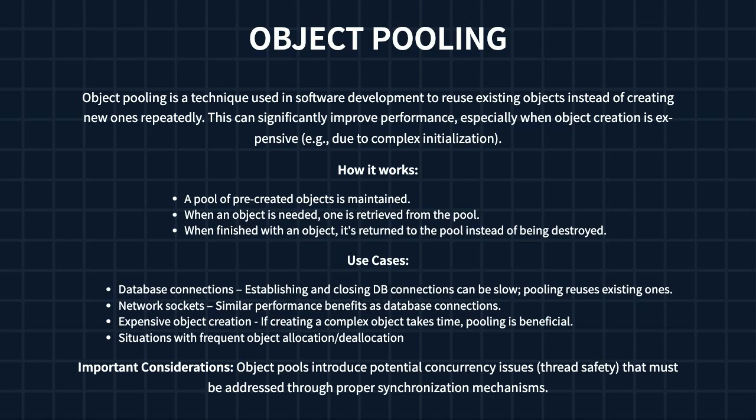It's really useful for things like database connections or network sockets. Anything where creating and destroying objects is a performance bottleneck. You'll also find it helpful if you're dealing with complex objects that take a long time to build up. Just remember, because multiple threads might be accessing the pool at the same time, you need to make sure your code handles those situations safely, often through locking or other synchronization techniques.